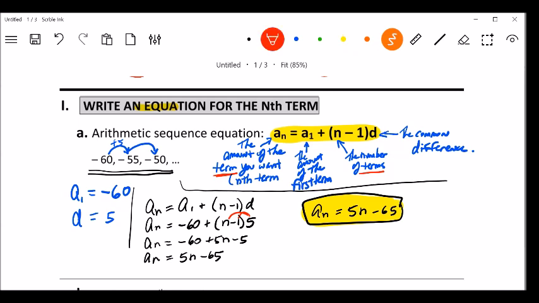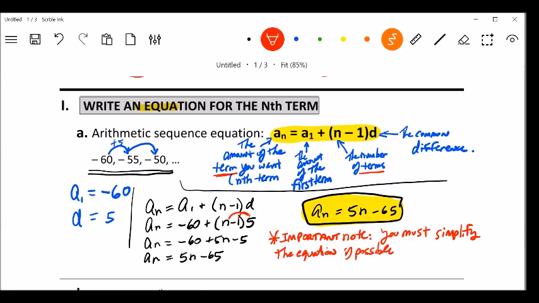So let me write out an important note. You must simplify the equation if possible, as I showed here.